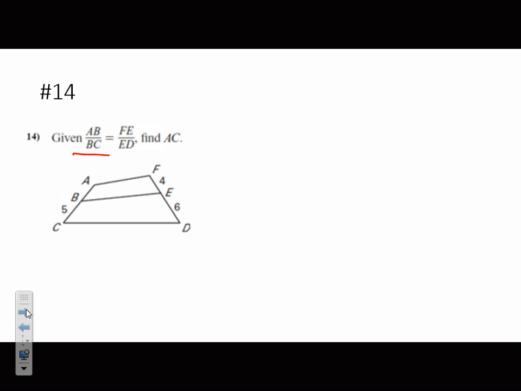They give us exactly what we need to fill in. So they want to know what A to B is. So if I look here, well, I don't know what A to B is, so I'm going to put X. So I'm going to have X over, and then I go B to C. Well, B to C is right here, 5. Equals, they want me to do E to F, which is right here, so I have 4 over E to D, which is 6. Now I have my proportion set up.